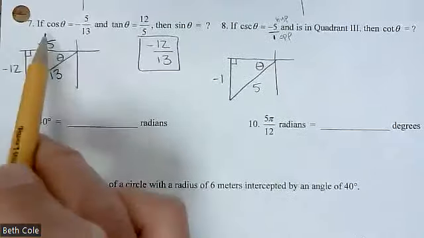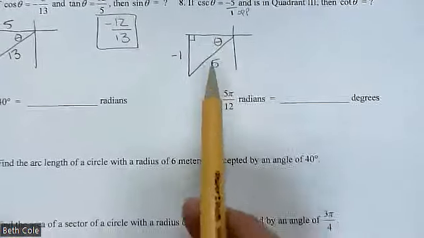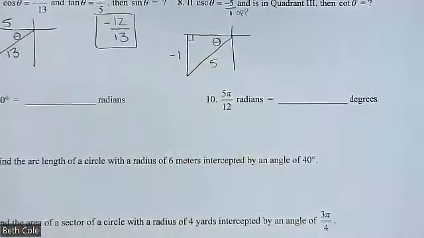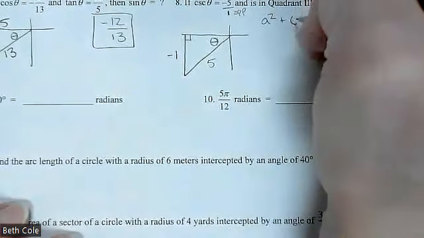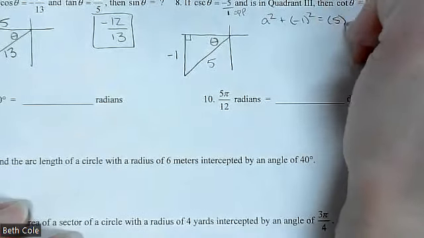Now, this one was one of those little locker combinations. This one's not. How can I get this other side? You would have to do Pythagorean theorem. So a squared plus negative 1 squared equals 5 squared.